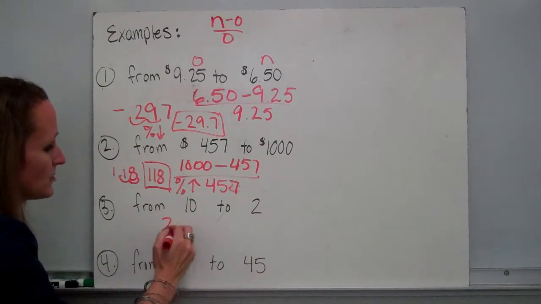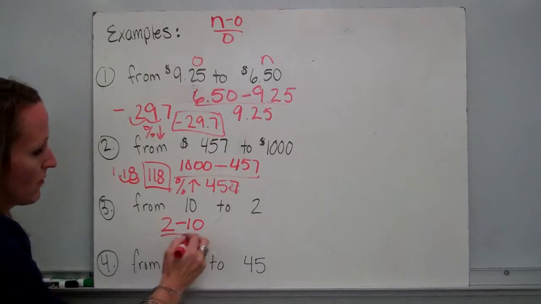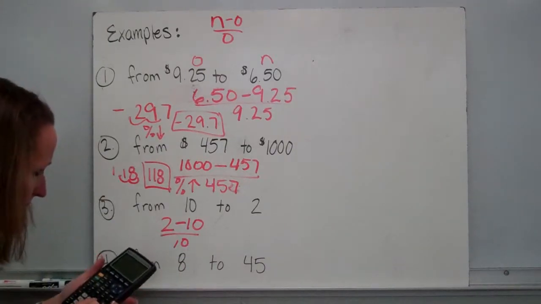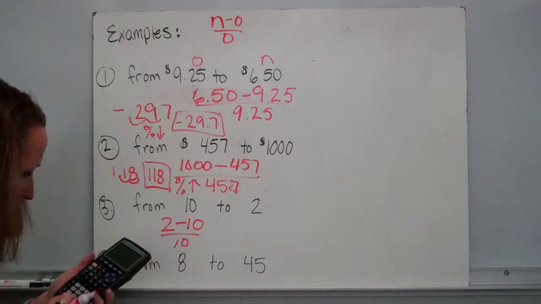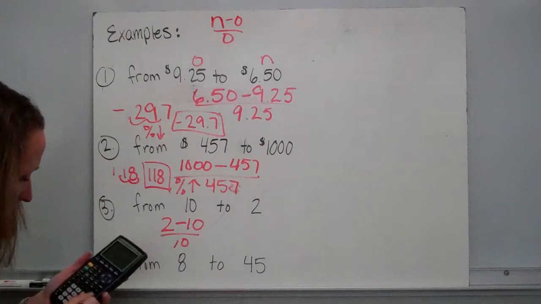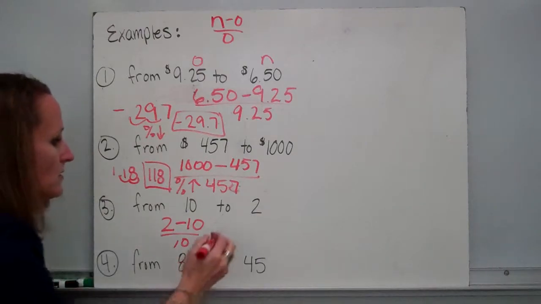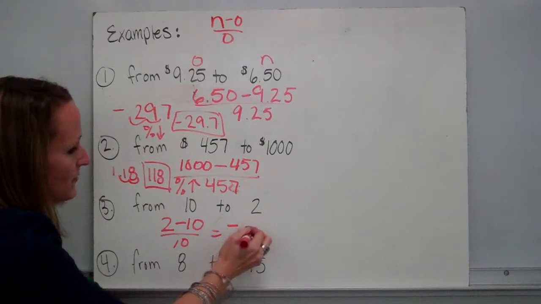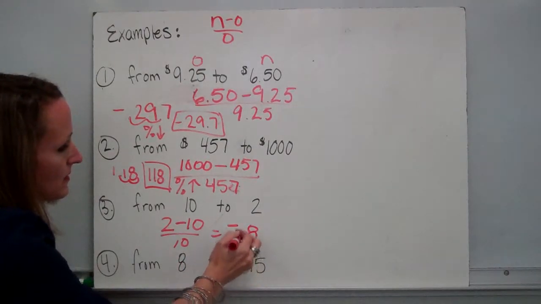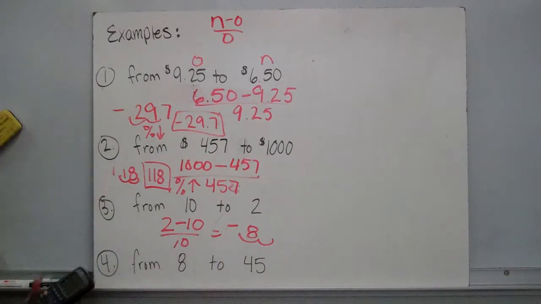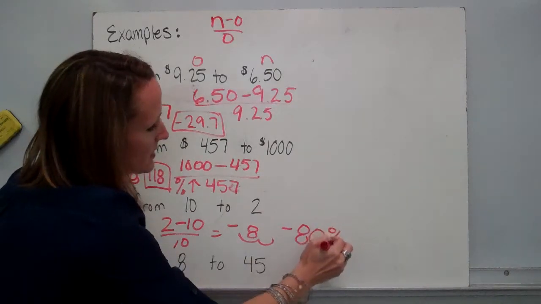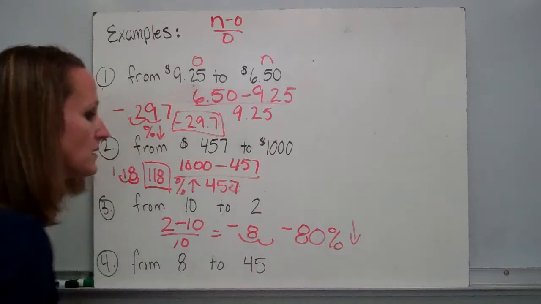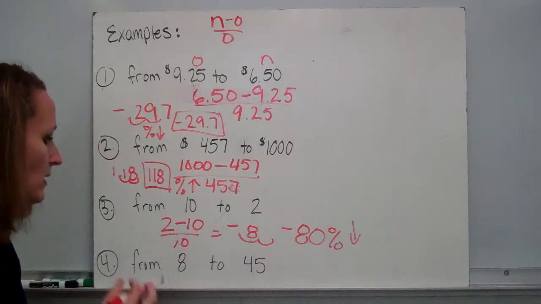So I'm going to do new minus old over old. You should be able to guess if that's going to be a decrease or increase. So my answer when I do this is negative 0.8. Move it over. So I've got negative 80%, a decrease.